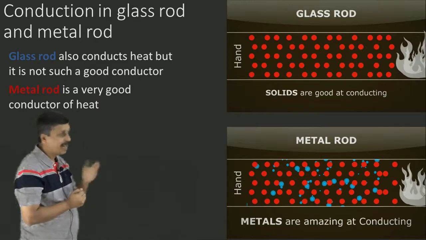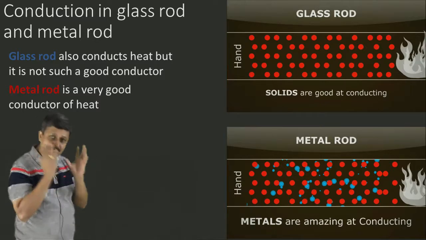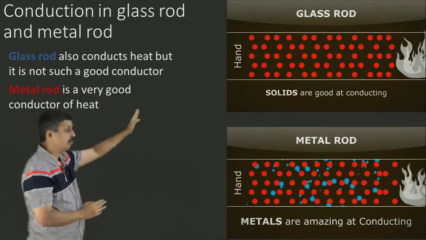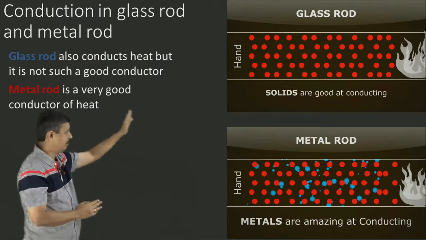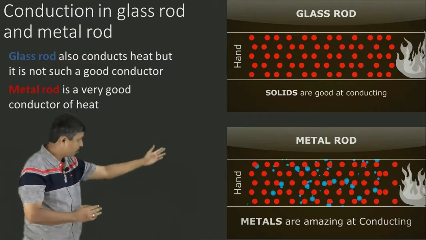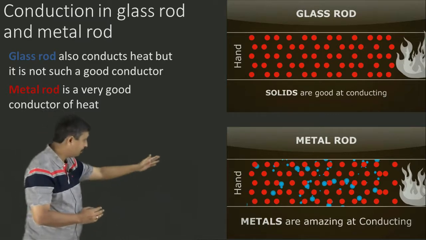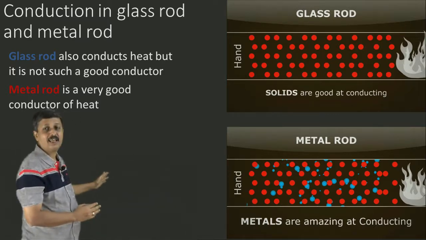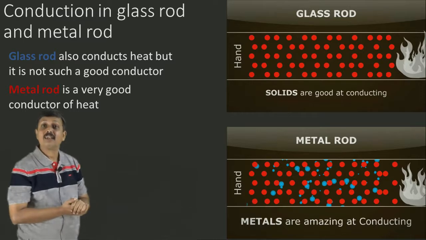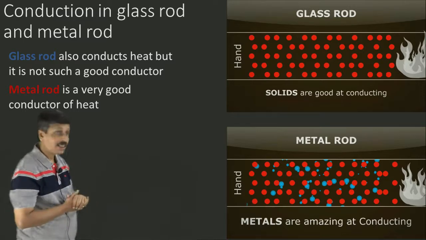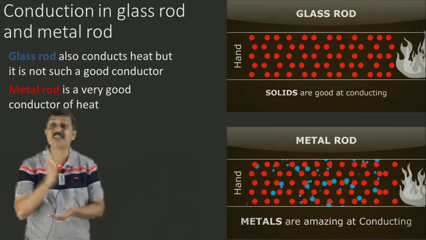So the glass rod has to continuously depend only on atoms jiggling to their neighbors. But here there is one more thing which moves faster than that, the electrons. And those electrons also carry kinetic energy. Because of that, though solids are good conductors, metals are amazing conductors.